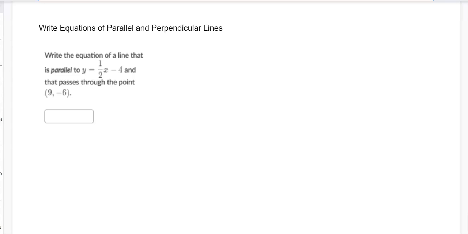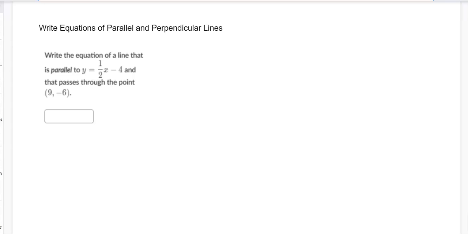All right, Khan Academy, write equations of parallel and perpendicular lines. Basically, they're going to tell you that you have to be parallel or perpendicular to a given line, and you've got to go through a certain point. So let's just jump right into it.